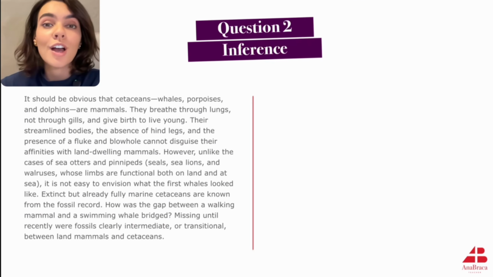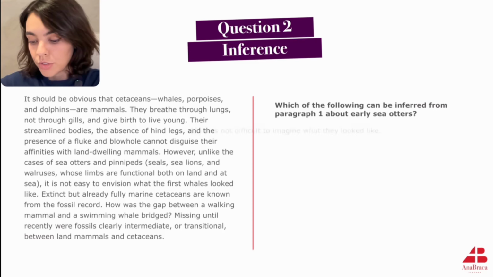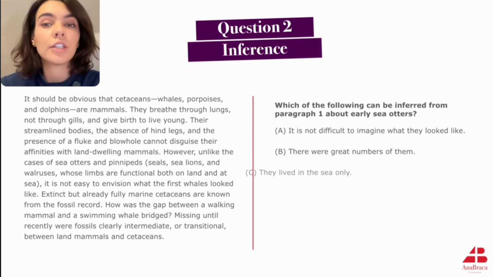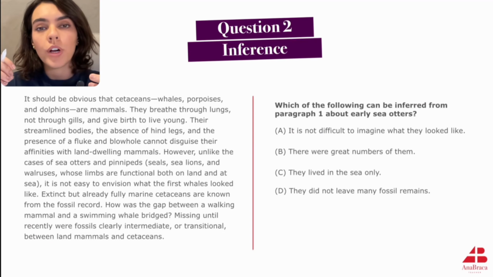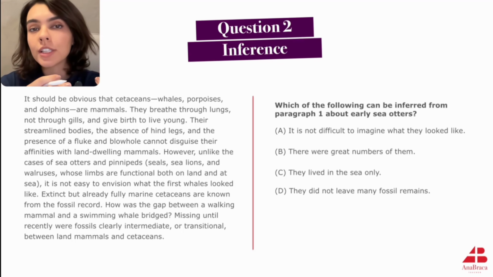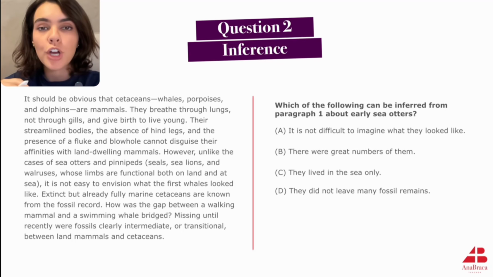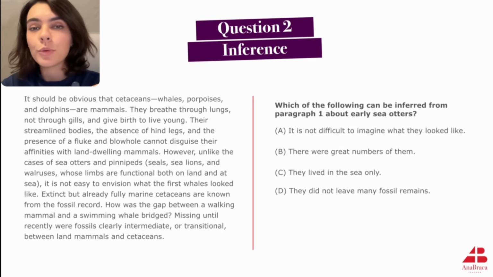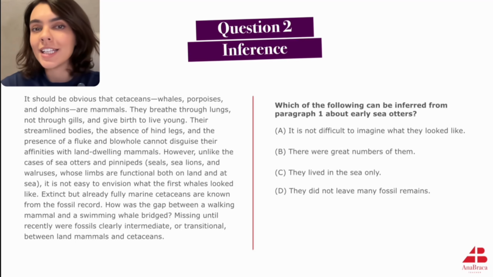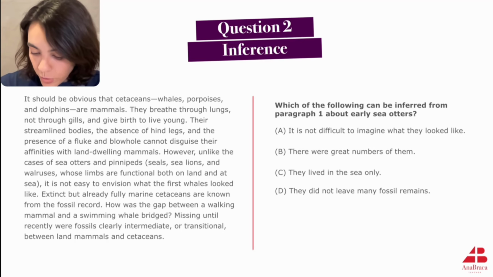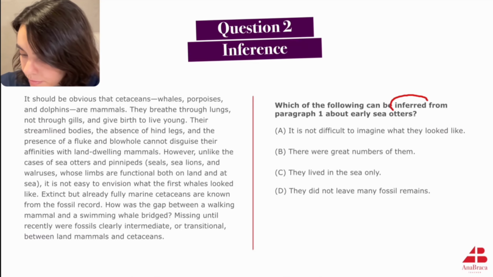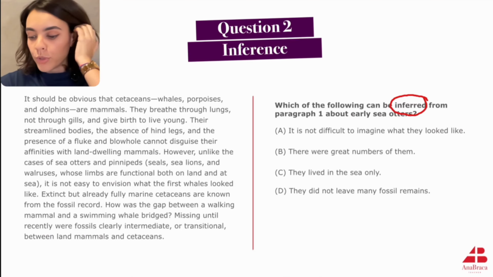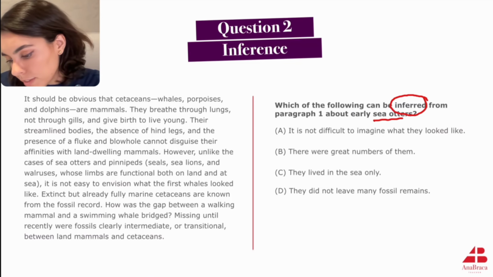Question two is an inference question. So in this question, you have to understand what is in the paragraph based on the information in the paragraph. So it's not something that you will find directly, you will find it indirectly. And I'll explain how here. So let's read the question. Which of the following can be inferred from paragraph 1 about sea otters?